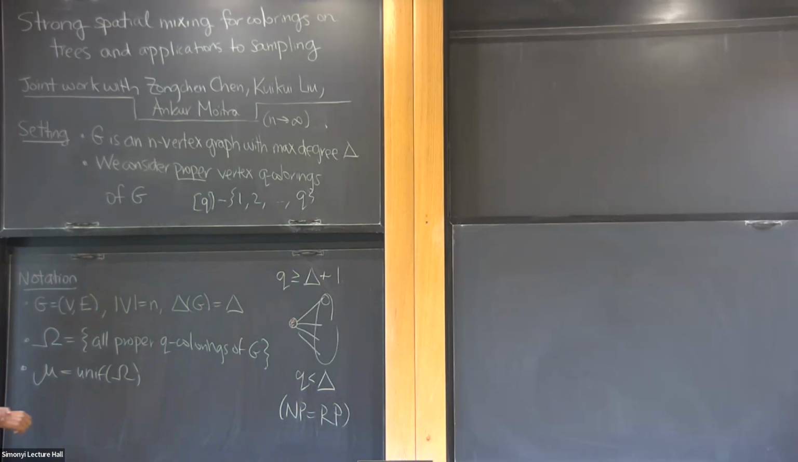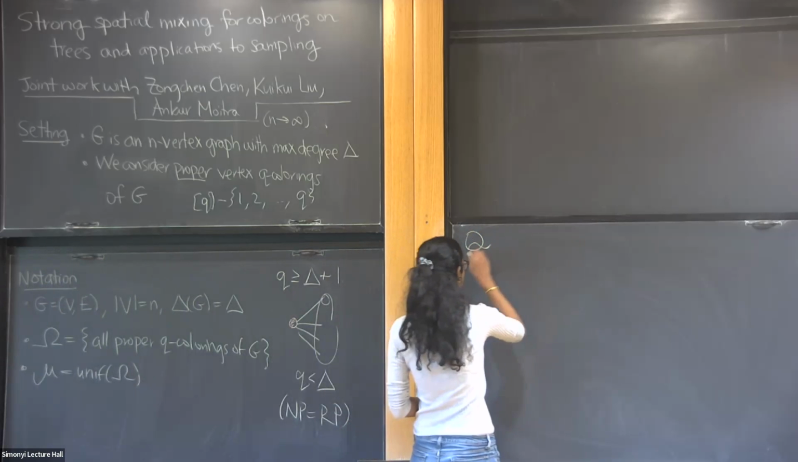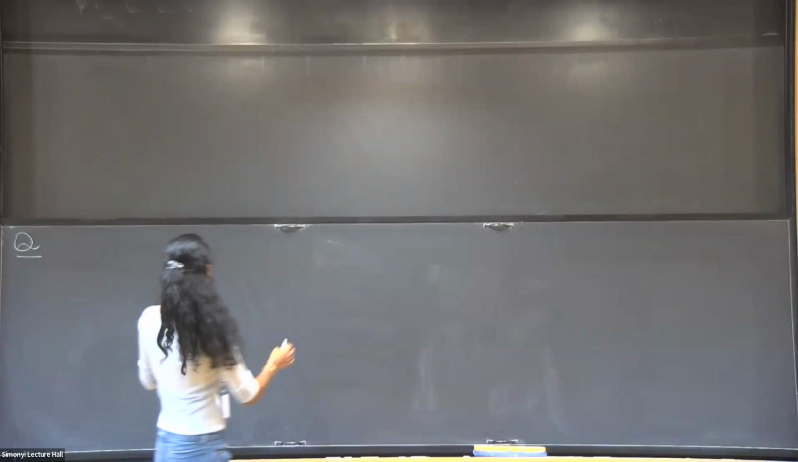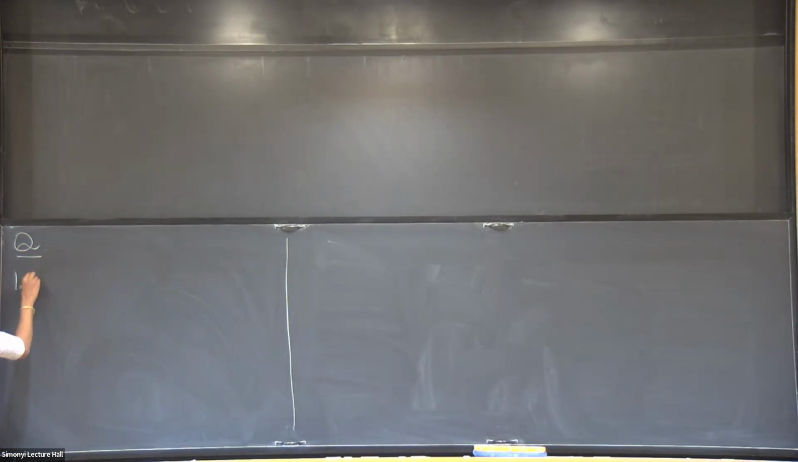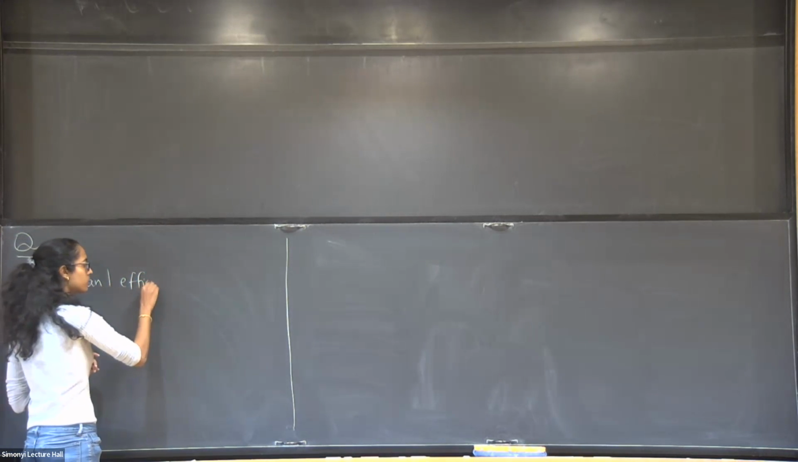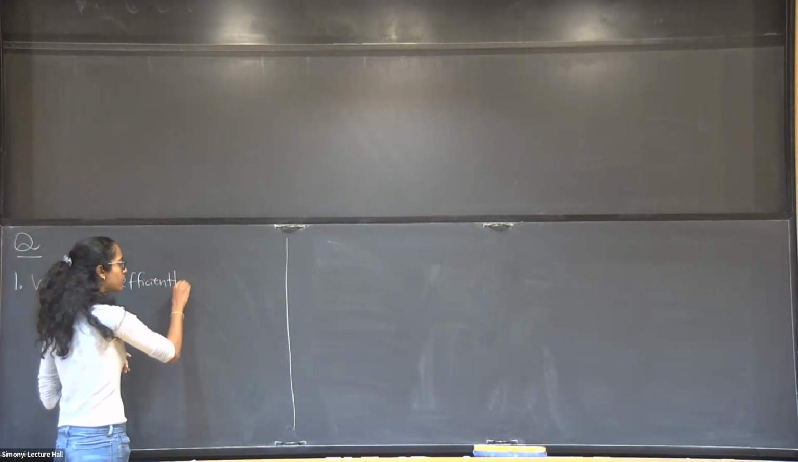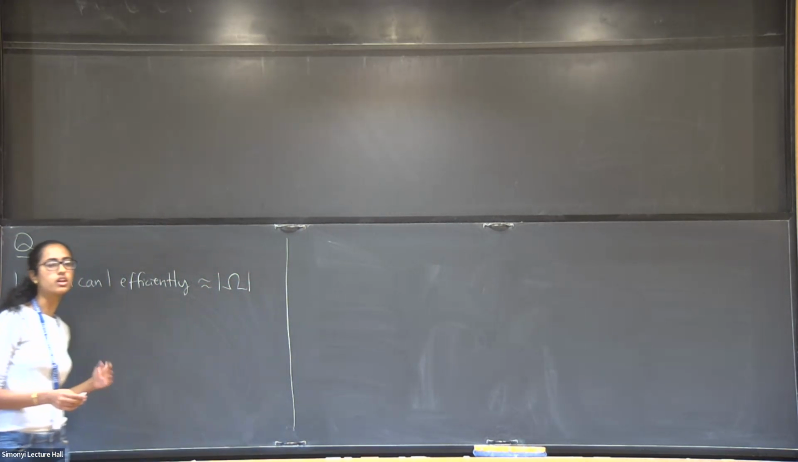Okay, so what are the motivating questions that we're going to try to answer? There are going to be 3 motivating questions. The first question is: when can I efficiently approximate the size of omega? So when can I efficiently compute approximately how many q colorings there are?